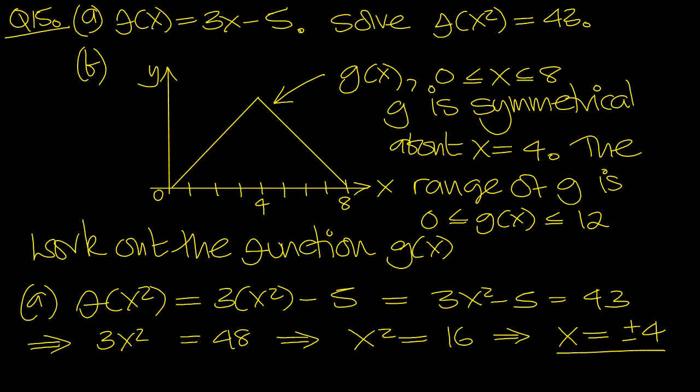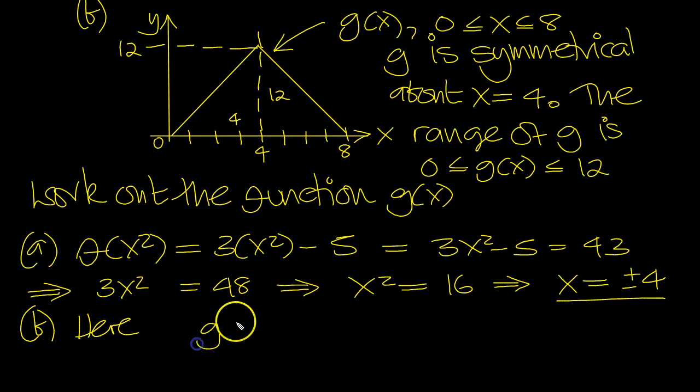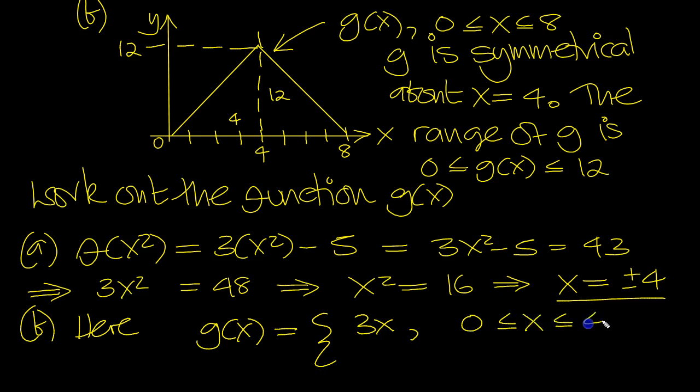That's part A. Part B. Now, g(x) is defined here between 0 and 8. g is symmetrical about x equals 4. The range of g is 12, so this height here is 12. So what is this gradient? Well, it goes up by 12 and it goes across 4, so the gradient is 12 over 4, isn't it? So here, this is y equals 3x. So g(x) is equal to 3x, and that would be between 0 and 4.